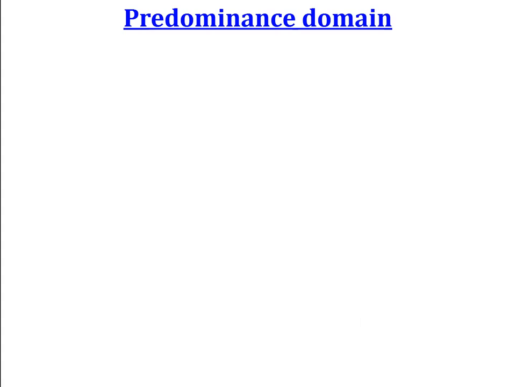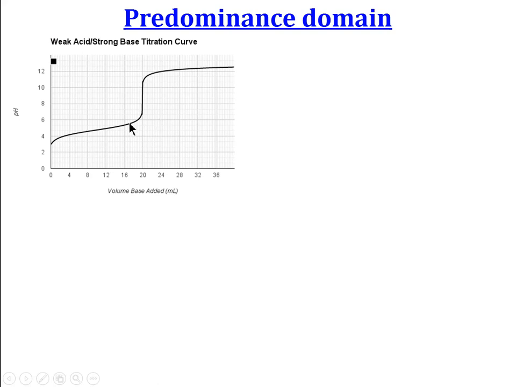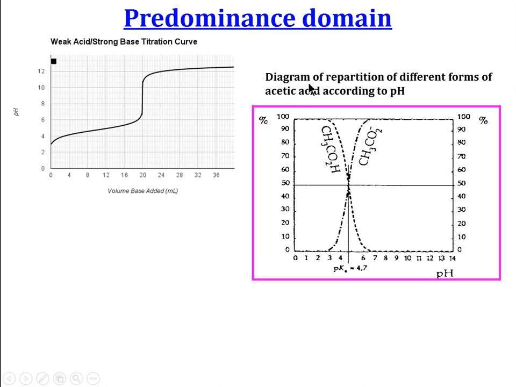Diagram of repartition of species in the case of the titration of weak acid by strong base. Consider the following curve of the titration of weak acid by strong base. And we want to study the diagram of repartition of different forms of acetic acid according to the pH.